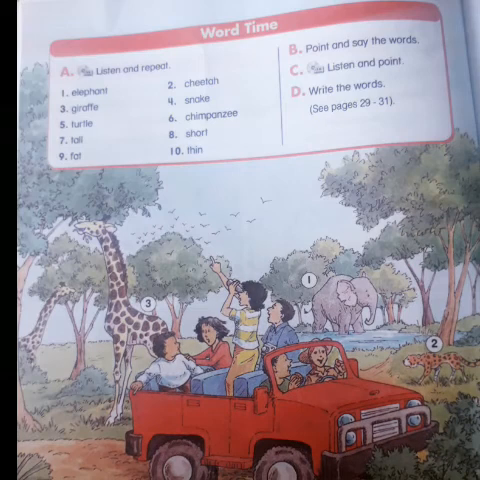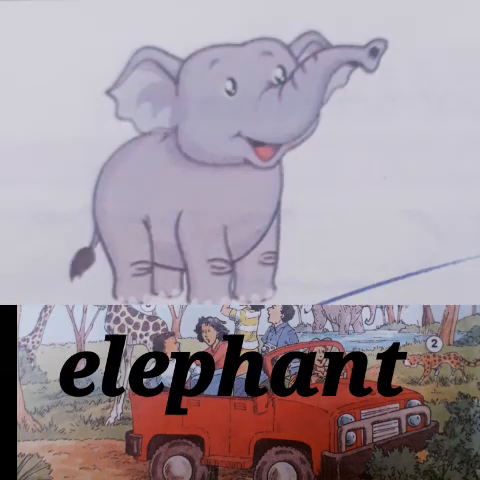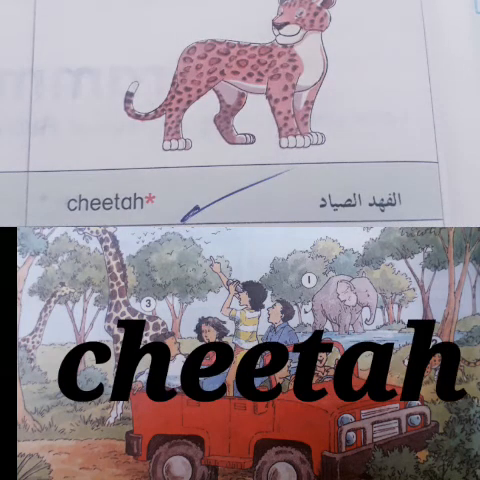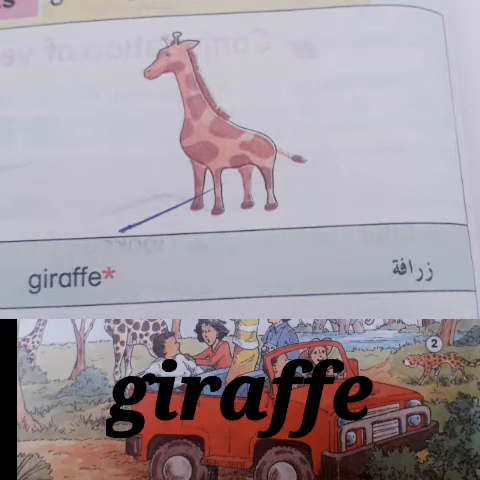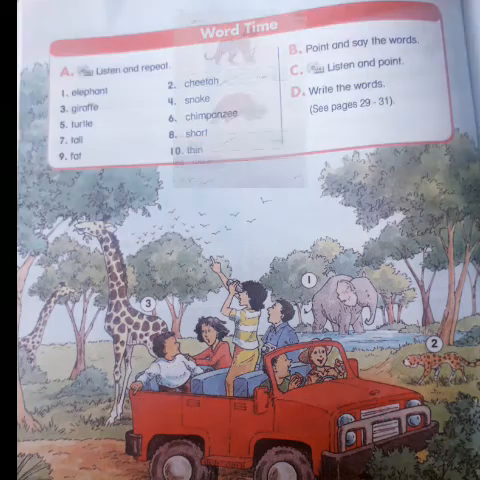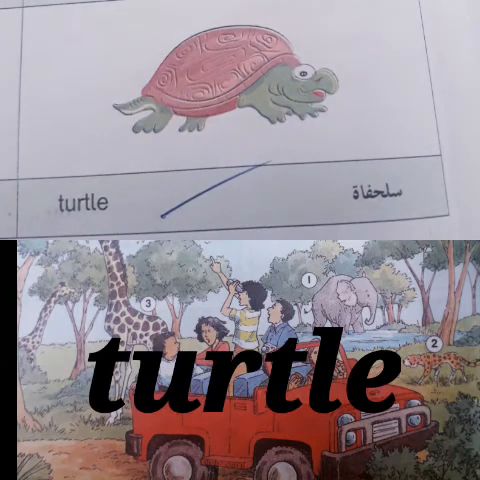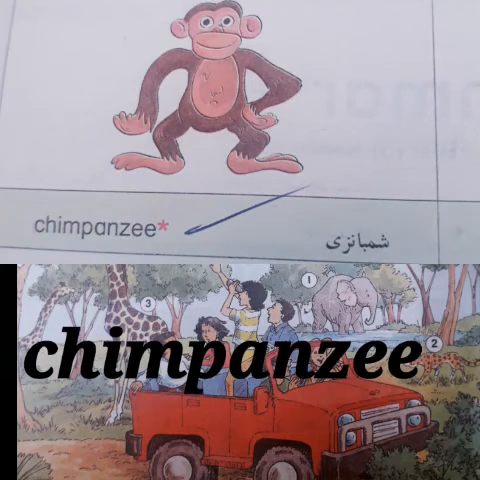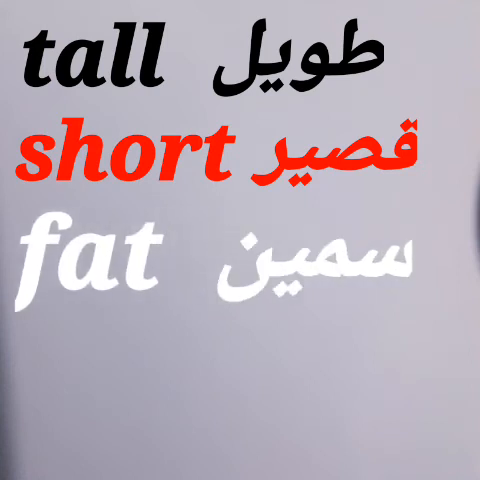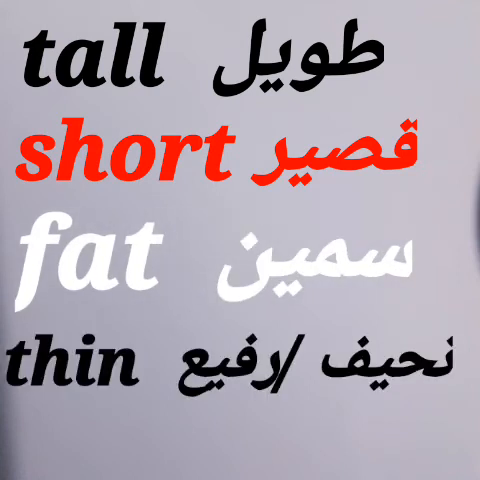Listen to word time. Listen and repeat. Elephant. Cheetah. Giraffe. Snake. Turtle. Chimpanzee. Tall. Short. Fat. Thin.